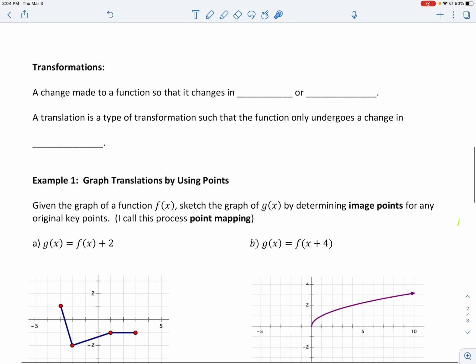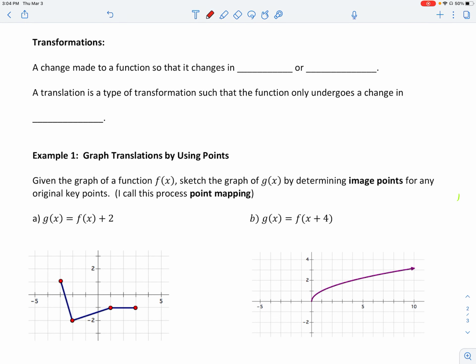All right, let's get started. We're going to fill out a couple definitions and then we'll do our first example. So transformations, I've mentioned that word quite a few times now. A transformation is just a change to a function so that it changes in shape, we'll say. I was thinking like shape or size, but the shape can change. It can get distorted and it can also get larger or smaller. So transformations can do that. They can also just cause a change in position. So they either cause a change in shape or a change in position. So the ones that we did in the investigation, those were just changes in position.